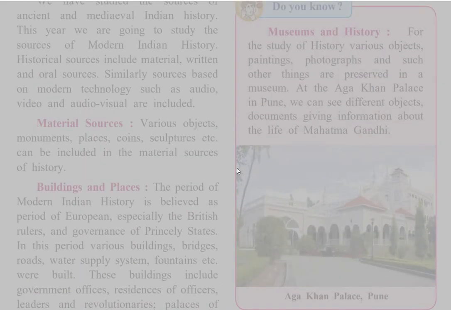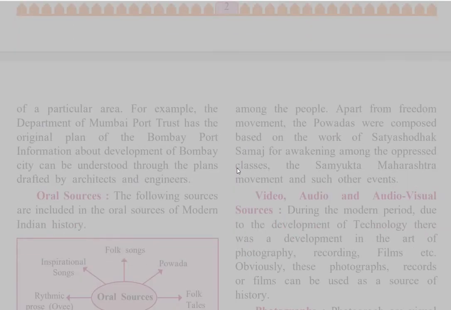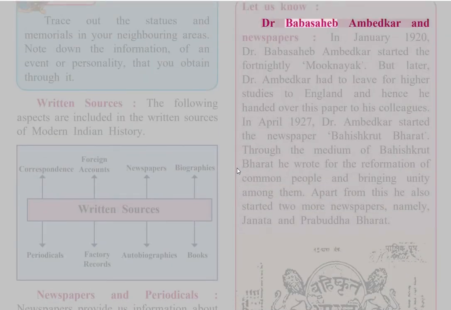Do you know? Let us know Dr. Babasaheb Ambedkar and newspapers. In January 1920, Dr. Babasaheb Ambedkar started the fortnightly Mooknayak. But later, Dr. Ambedkar had to leave for higher studies to England and hence he handed over this paper to his colleagues. In April 1927, Dr. Ambedkar started the newspaper Bahishkrit Bharat.